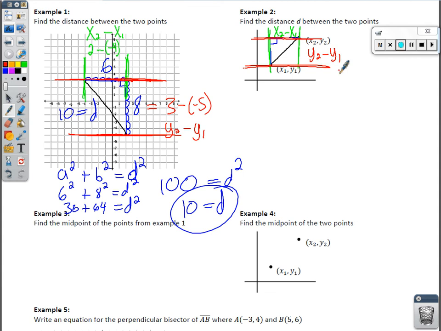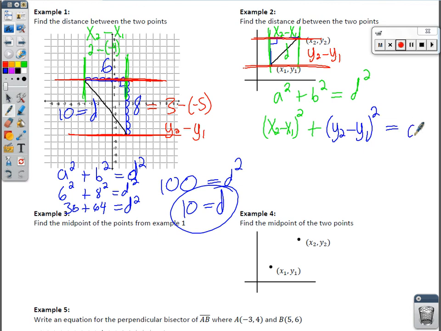So then if we use the Pythagorean theorem, we have a squared plus b squared equals, and again I'll call it d squared. So a, we could say that's the difference in x values, that's x2 minus x1. So we can take x2 minus x1 squared plus the difference in y values, which is y2 minus y1 squared equals the distance squared.